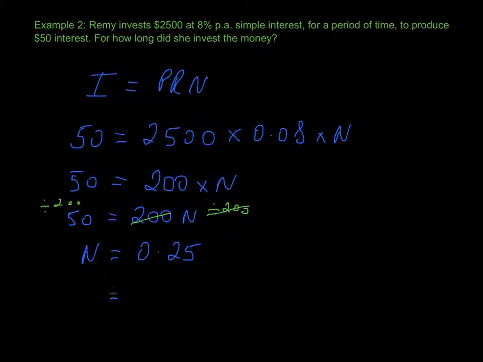So a quarter of a year is 3 months. So that's addressed the question now. For how long did she invest the money? She invested the money for 3 months.